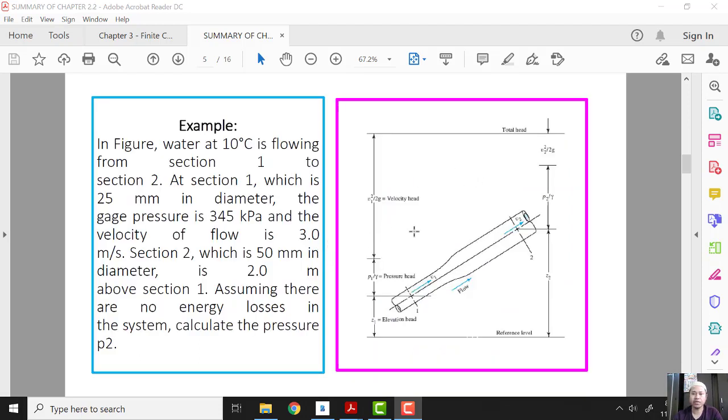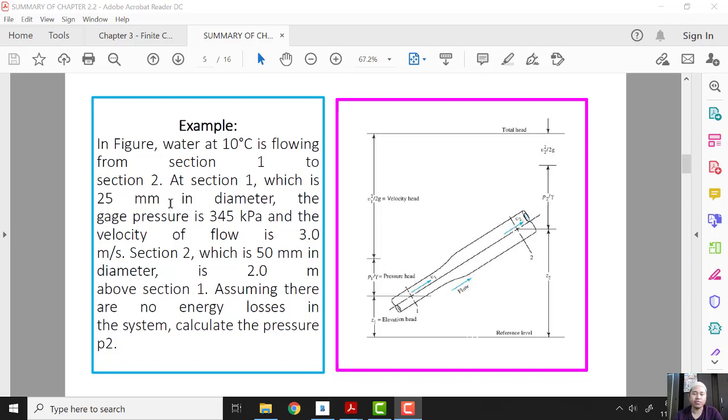We have a figure here, the same as before. We have a pipe with a sudden expansion, where we can see that the diameter of the pipe at point 1 is smaller compared to point 2. In this figure we have water at 10 degrees Celsius, so we are encountering a problem involving water. It's flowing from section 1 to section 2.